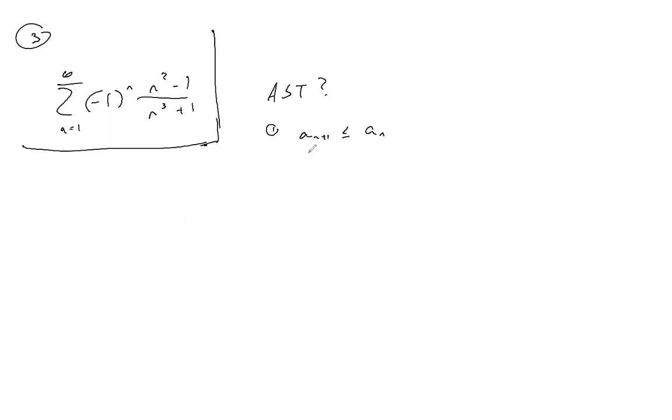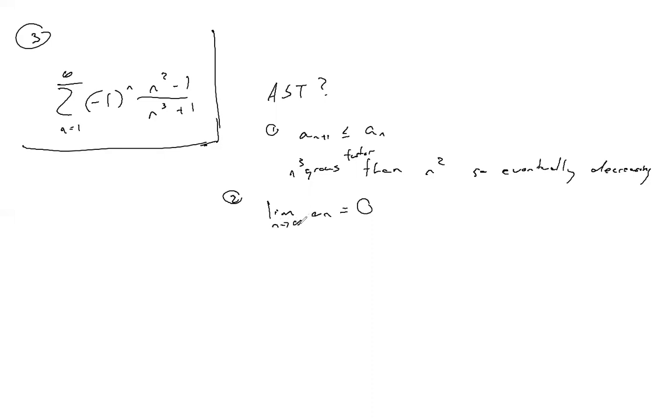But maybe give some sort of short justification, like you could say n cubed grows faster than n squared, so eventually decreasing. Something like that. So very informal. What's the second condition? We need limit of A_n equals 0. This should be more straightforward, and you should show this more rigorously.